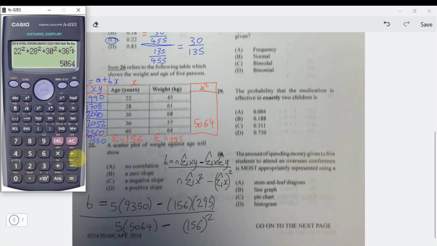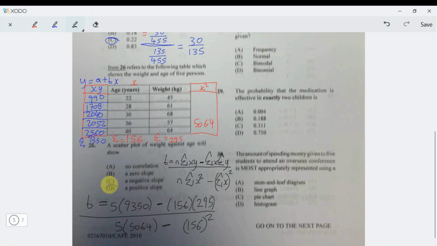Now we're going to put that into our calculator. Fraction button. 5 in bracket 9350 minus in bracket 156 times 295, close the bracket, divided by 5, open bracket 5064, close the bracket, minus 156 all squared. We work that out and we get 0.74, so it has a positive slope. Wow. So b equals 0.74.